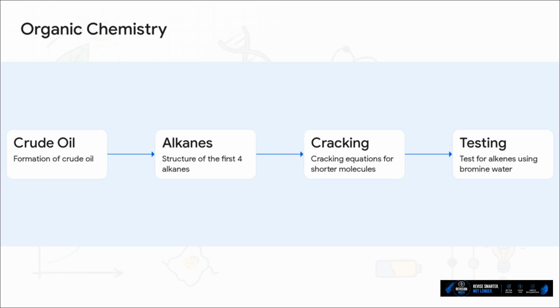So, crude oil. It's actually formed from ancient biomass, and we separate it out using a fractional distillation column. It's basically sorted by boiling points. You've got to know your first 4 alkanes: methane, ethane, propane, and butane.